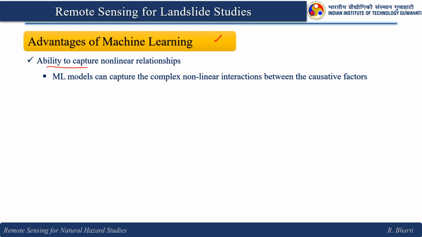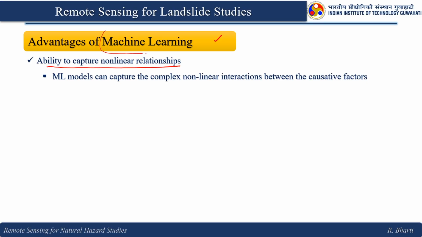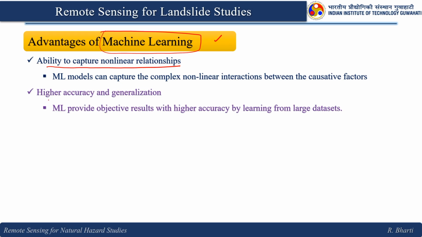So, ability to capture non-linear relationship, because when you go for the simpler models, they will not be able to correlate n number of parameters and their relationship with the slope failure. But when we go with the machine learning, here you will have the opportunity to utilize all the historical data set as well as different parameters, and then new set of relationship will be generated. Higher accuracy and generalization. ML provide objective result with higher accuracy by learning from large data set.